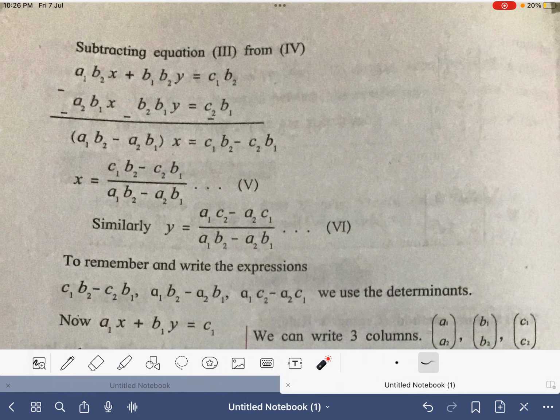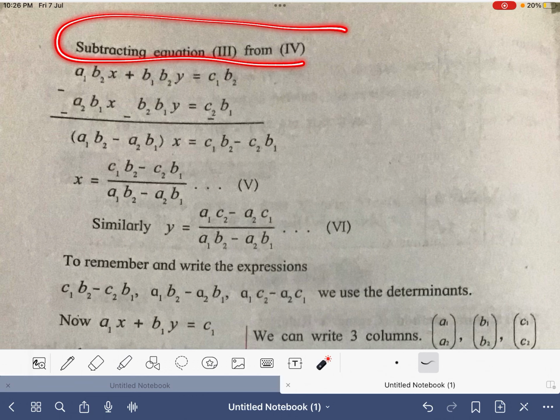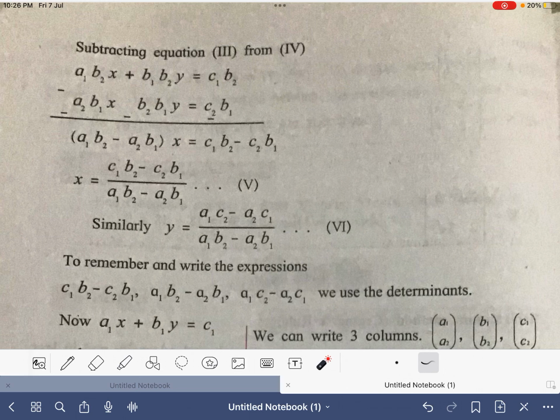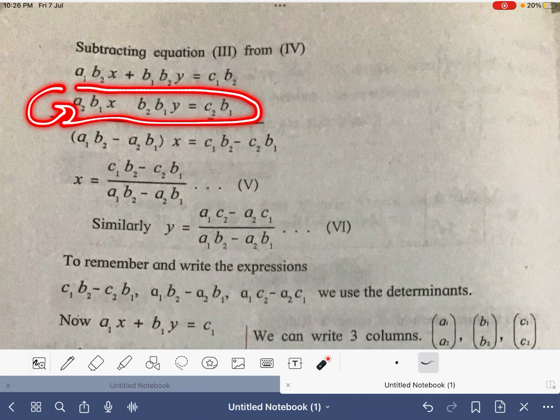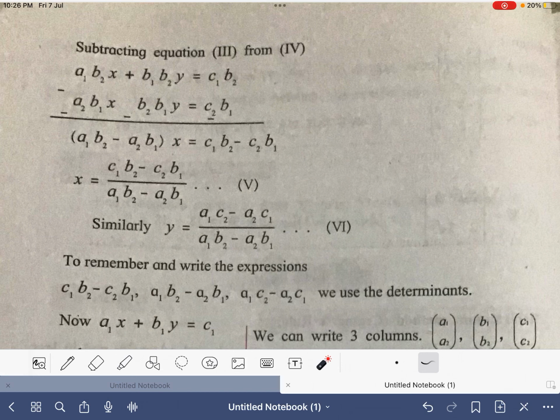So as per the previous step, subtract the given equations 3 and 4. We subtract the third equation from the fourth. Look at this: outside the bracket there is a minus sign, and this minus will interact with the second equation, the fourth equation. So as per the previous case, inversion of signs takes place.